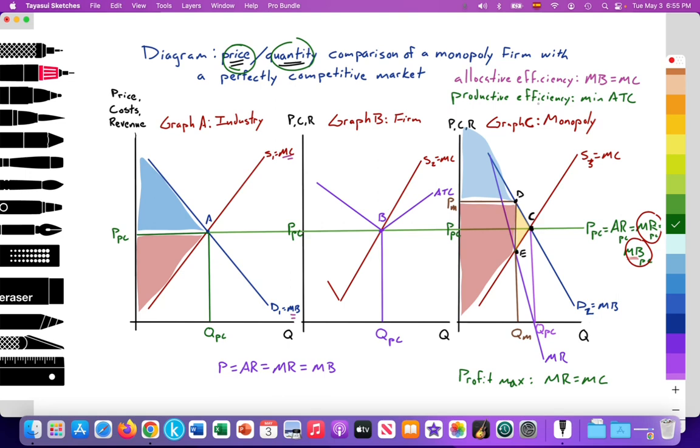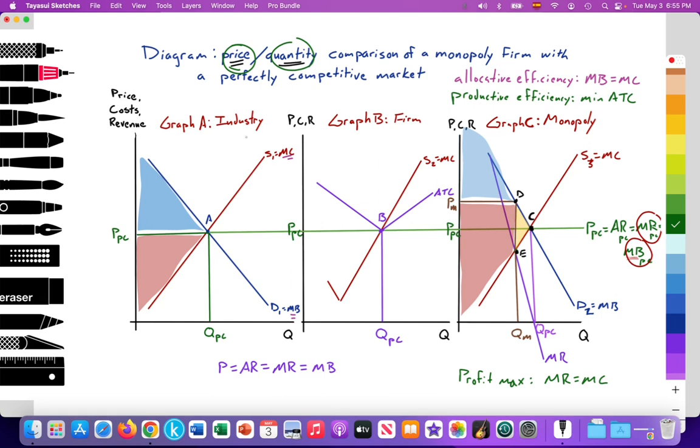In the first video of this series, we illustrated the industry for perfect competition in graph A, the perfectly competitive firm in graph B, and the monopolist. And students were wondering, do they need to graph all three of these models side by side? And that's not the case. That first video was just to illustrate the three put together.